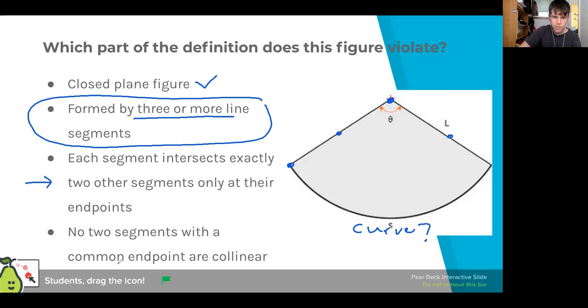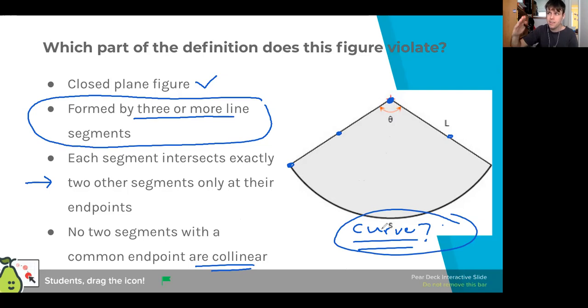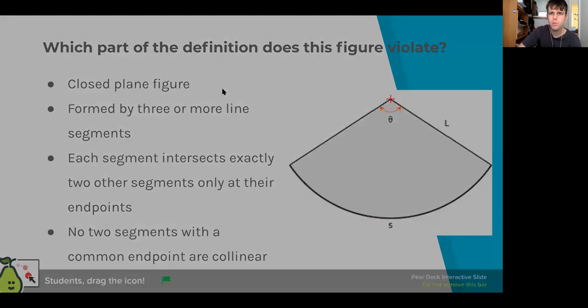No 2 line segments with a common endpoint are collinear. I have no line segments that are collinear in this case, meaning part of the same line. Okay, I think it's safe to say that this is not okay. Part of something that's not really stated in our definition is we can't have curved sides at all for a polygon. Our polygon is made up of straight line segments only. So I think just being a curve is a violation enough. Right, let's go ahead and move forward here.